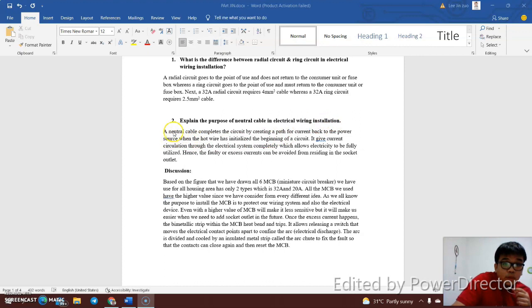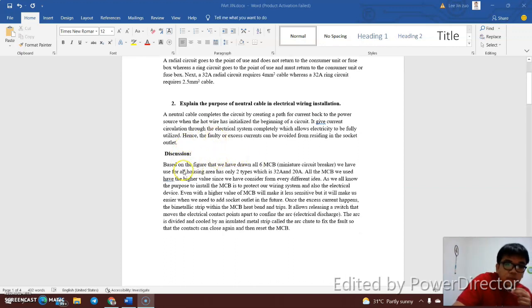The second question is, explain the purpose of a neutral cable in electrical wiring installation. A neutral cable completes the circuit by creating a path for current back to the power source. When a hot wire has initialized the beginning of a circuit, the neutral indicates current circulation through the electrical system completely, which allows electricity to be fully utilized. Hence, the faulty or excess current can be avoided from residing in the socket outlet.